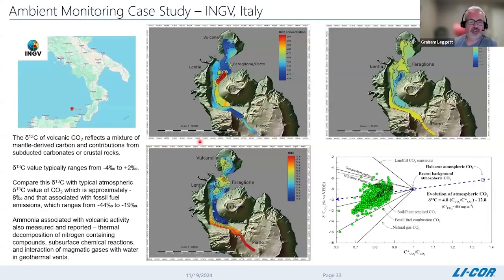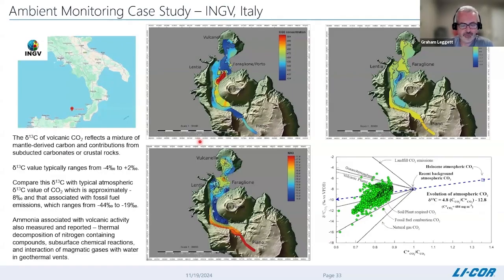And then the final example I want to give is a study by a group in Italy, INGV. This group is engaged with long-term monitoring of volcanic activity in various locations in Italy, with this group focusing on Sicily and the island network around Sicily, including Stromboli, Vesuvius, and in this case, a small island called Vulcano. So the actual island is called Vulcano.